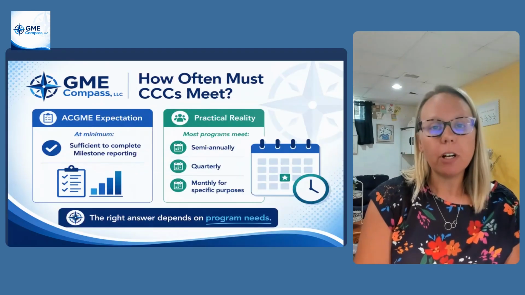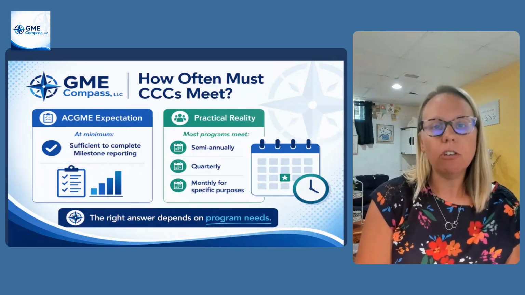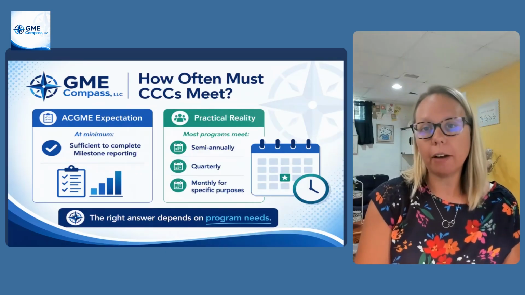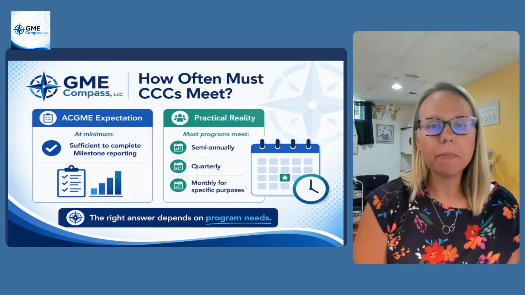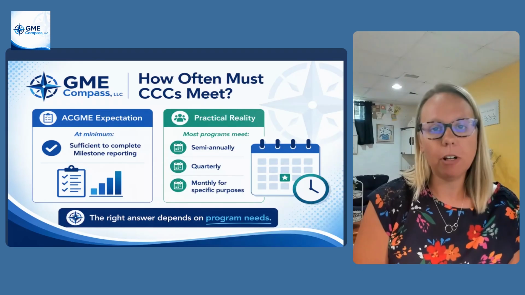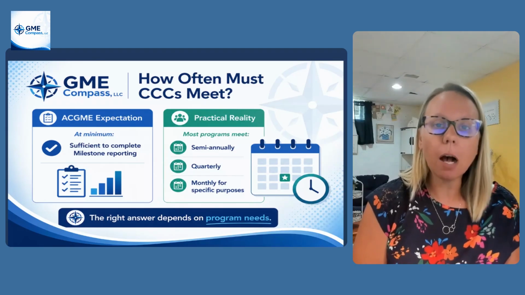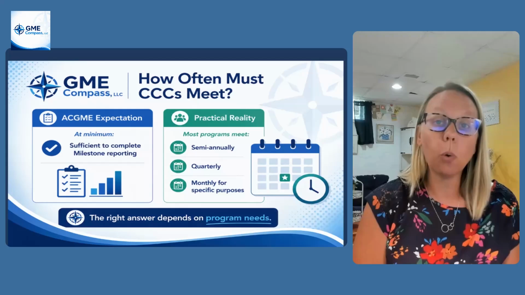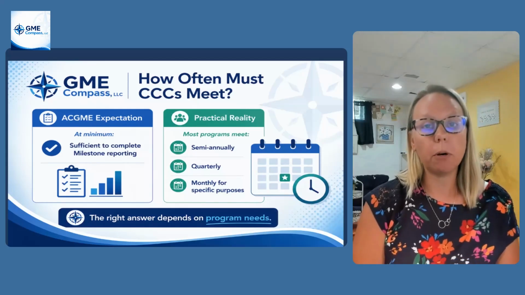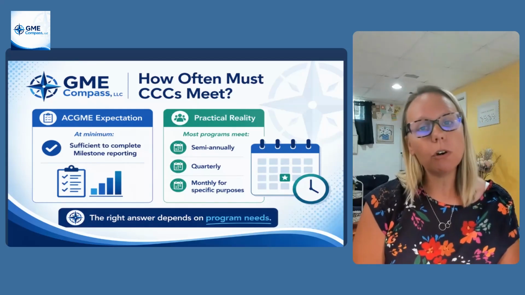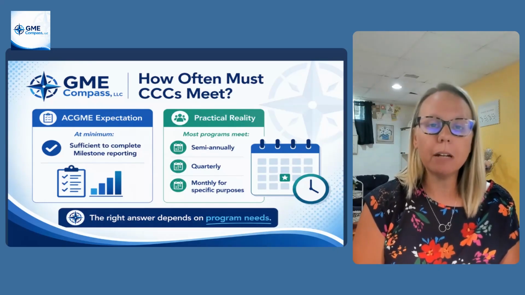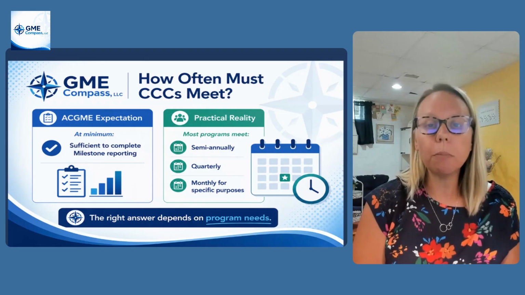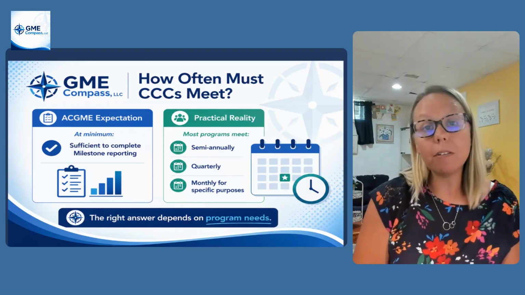Another frequent question is, how often does ACGME require the meetings to actually occur? The answer is frequently enough to complete milestone reporting. That's the minimum expectation. In practice, programs commonly meet semi-annually, quarterly, or monthly for specific purposes. There's no single correct answer. Meeting frequency should align with your program needs, your learner needs, your committee goals, and your program and institutional culture.